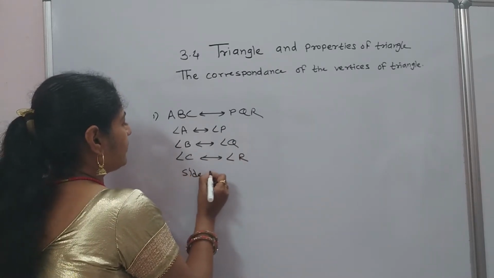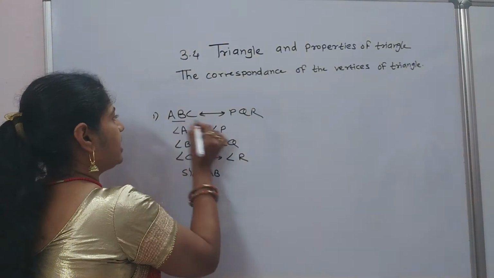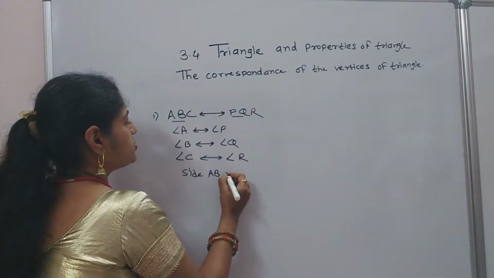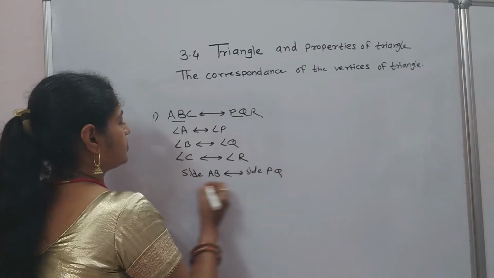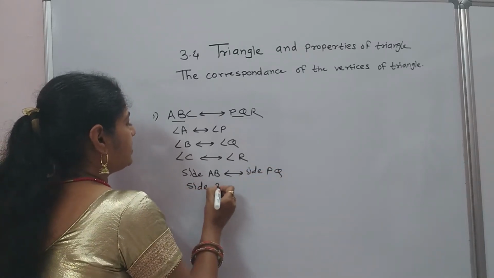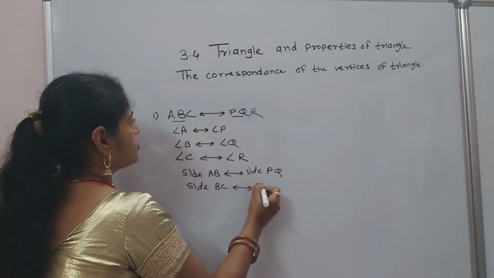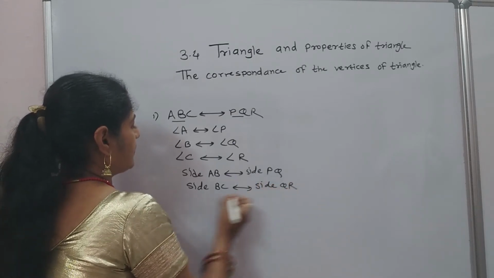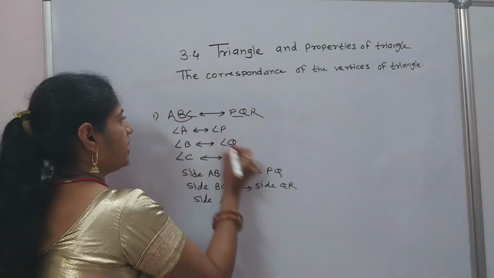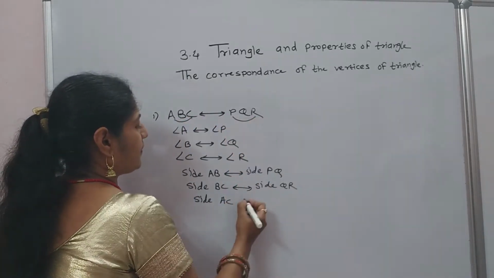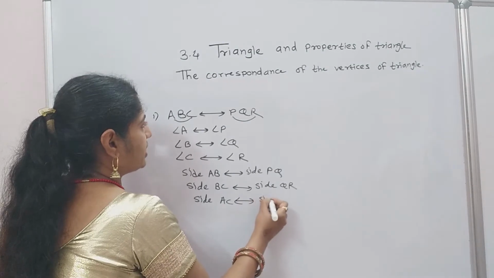Side AB corresponds to side PQ. Side BC corresponds to side QR, and side AC, the last two, A and C, here is P and R, corresponds to side PR.